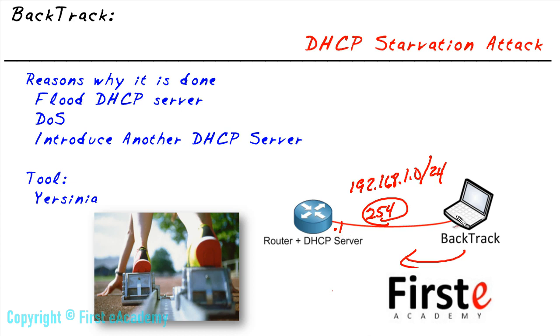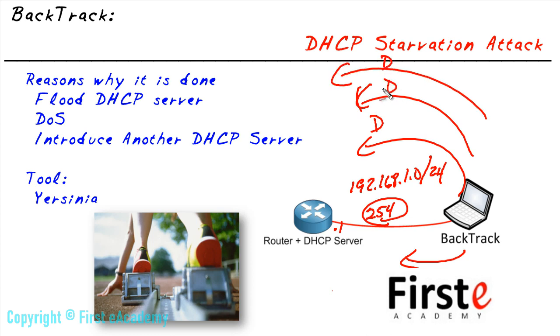If we take our BackTrack system and we issue discovers, asking and asking and asking for an IP address, and we take all of the IP addresses that this DHCP server has to offer, what's he going to do for the other clients? The answer is, once he's out of IP addresses, he won't be able to hand out IP addresses to the real clients. So a starvation attack can be implemented in about 3 or 4 seconds. We can starve out and use all of them.